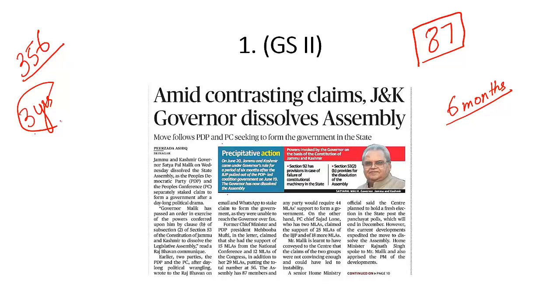Now what happened yesterday in a dramatic turn of events: 3 political parties, Congress, PDP and the Jammu and Kashmir National Conference, decided to come together and stake claim to form the government. On the other hand, a political party which has 2 members in the Legislative Assembly, the People's Conference headed by Sajad Lone, also staked claim to form the government along with the support from the BJP and many smaller parties. And what did the governor do? The governor called for the dissolution of the Jammu and Kashmir Legislative Assembly.